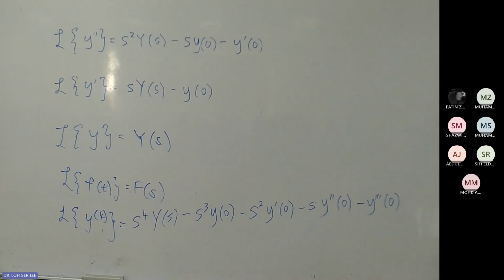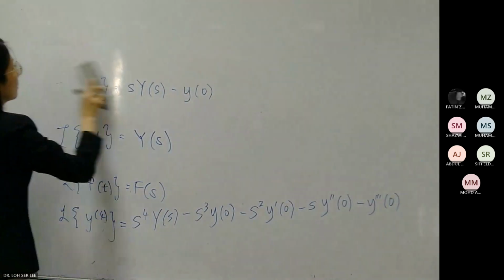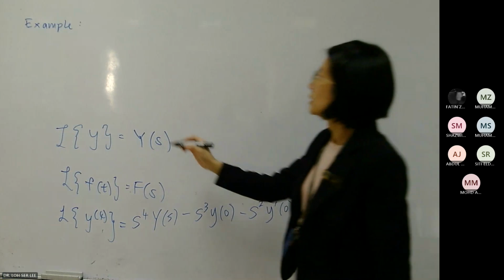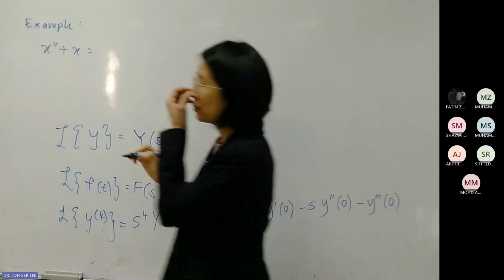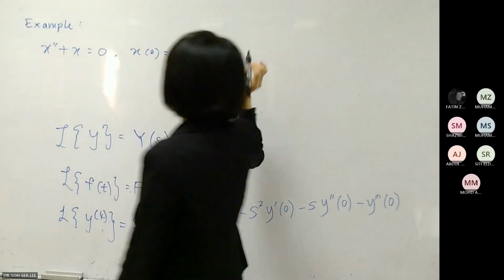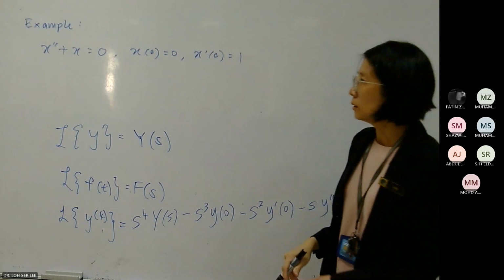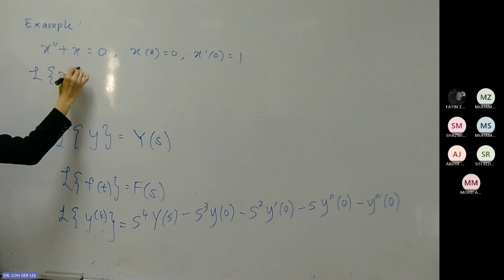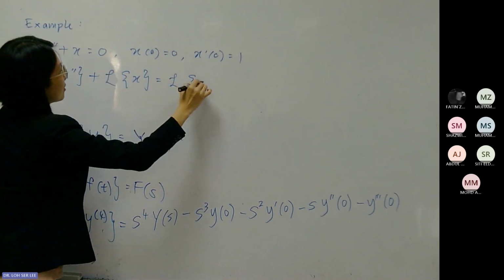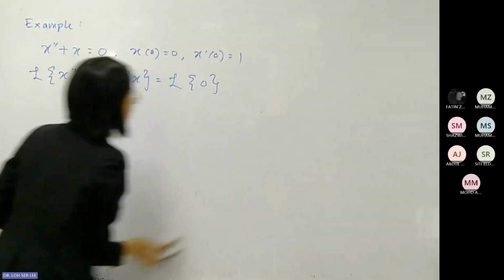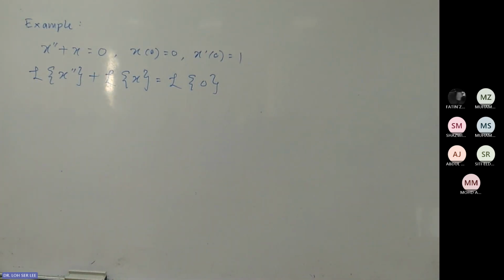Now we look at the example. This is the example in the slide. I'll write on the whiteboard because of the projector. For this one, we will Laplace every single term, meaning that we will Laplace x double prime plus Laplace x equals Laplace 0. This is from the example, so you don't have to copy it.